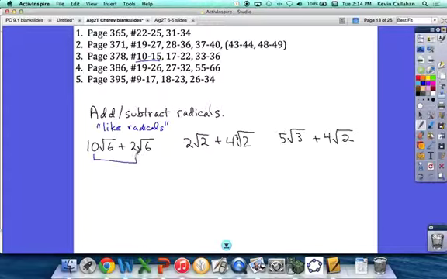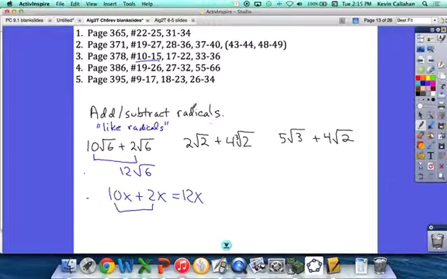Now, when you have like radicals, like we do in the first one, how do you add them? You add the coefficients, right? It's kind of like if we have like terms. If I had 10x plus 2x, you would add those together and have 12x, right? Remember, what makes terms like terms? They're the same variables raised to the same power, right? So x to the first, that means you add the coefficients. In this one, we'll have 12 times the square root of 6. So these are like terms. This is like radicals.